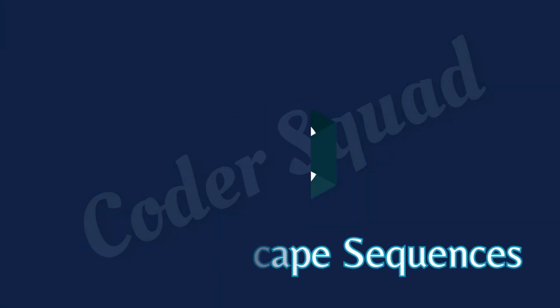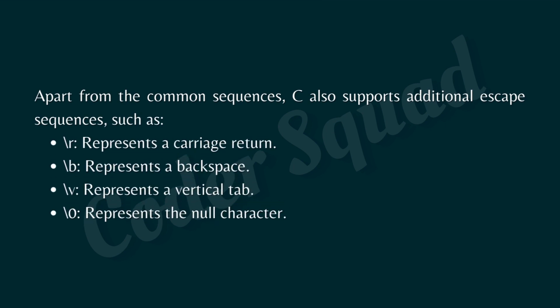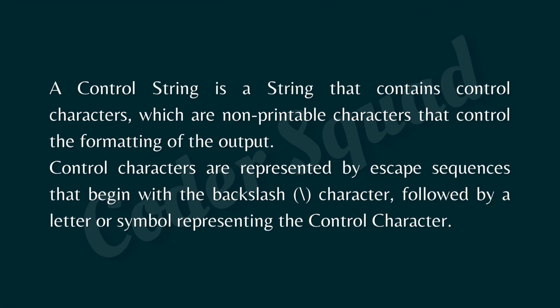Apart from the common sequences, C also supports additional escape sequences, such as \r, which represents a carriage return. \b represents a backspace. \v represents a vertical tab. \0 represents the null character. Escape sequences are used to represent control characters, allowing manipulation of text formatting or device control in C programming.